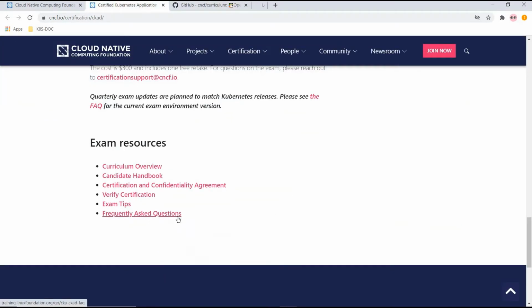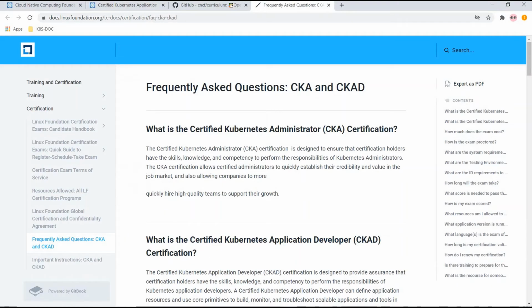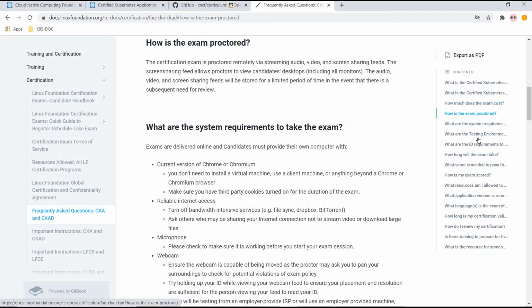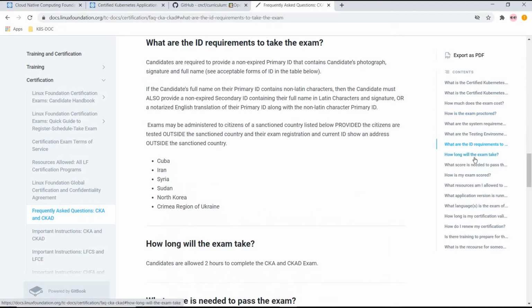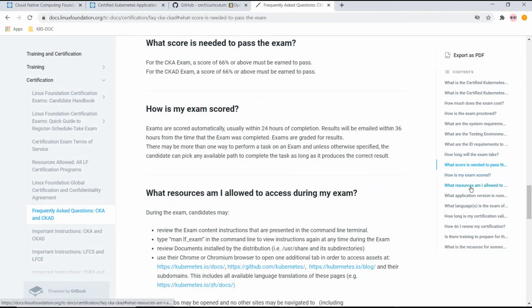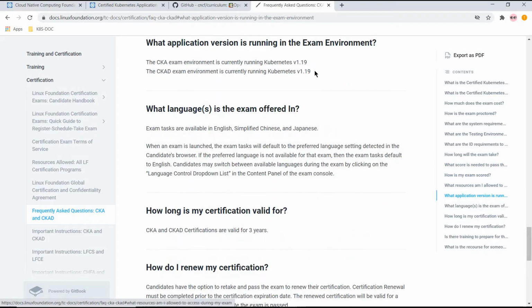Also, if you look at the frequently asked questions, you can get some basic information like exam cost, how it is proctored, what your ID requirement is, how long the exam is, what the pass score is, and what version the CKAD is running, which is 1.19.